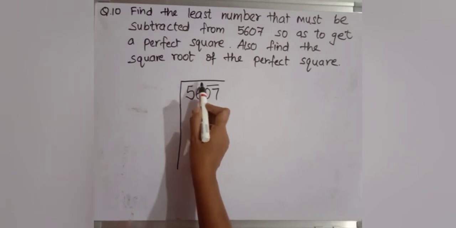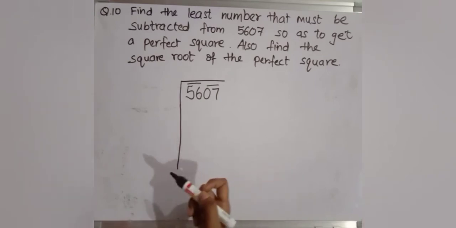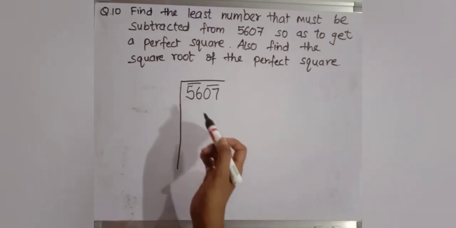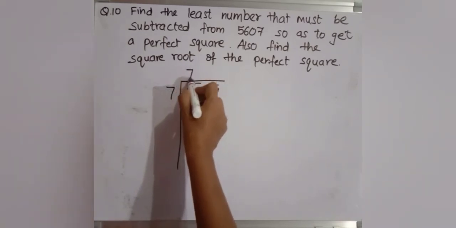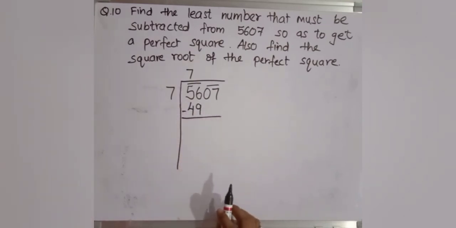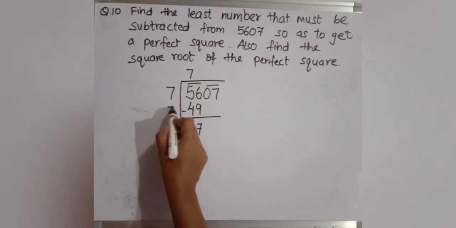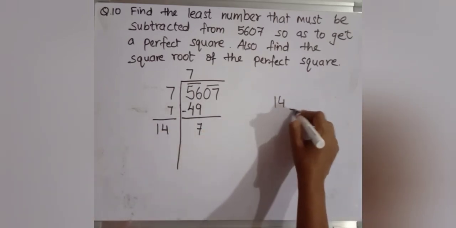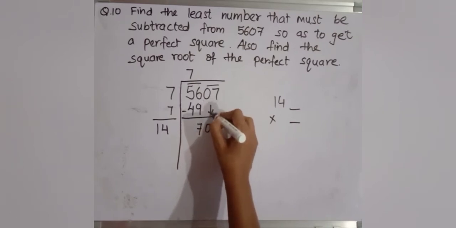Pairing the number from the ones place: 07 and 56. Again using the long division method, the greatest square number which is less than 56 is 49. So we'll put here 7, since 7 sevens are 49. Subtracting 49 from 56, we have 7 here. Adding 7, we'll get 14. And bringing down 07 here.